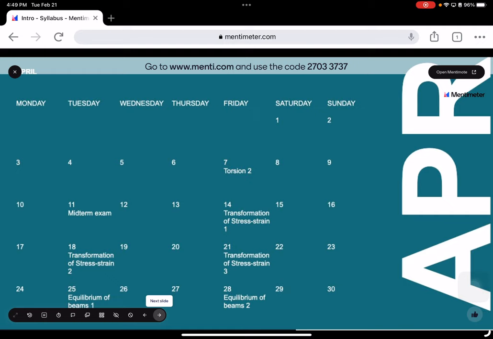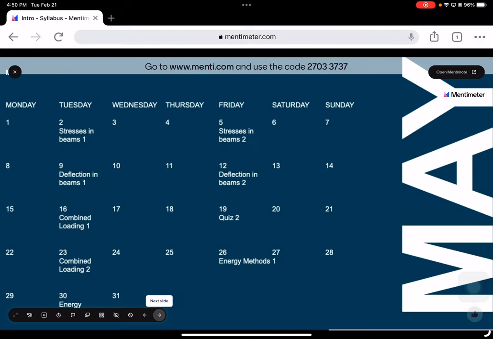And then after that, the transformation of stress and strain, and then equilibrium of beams. So we are going to observe some phenomena on beams, and then stresses in beams, deflection, combined loading. There's some method to this, but I think if we need more time, this needs to be two classes. Then another quiz, and then we continue.